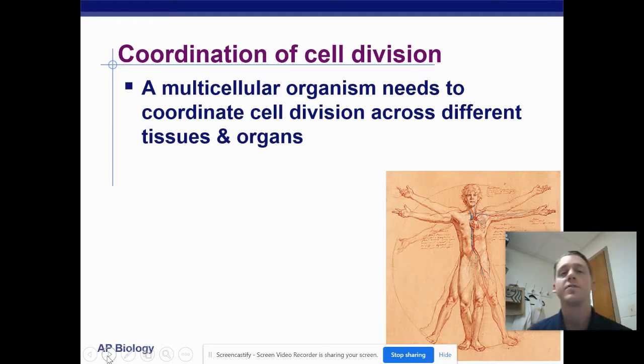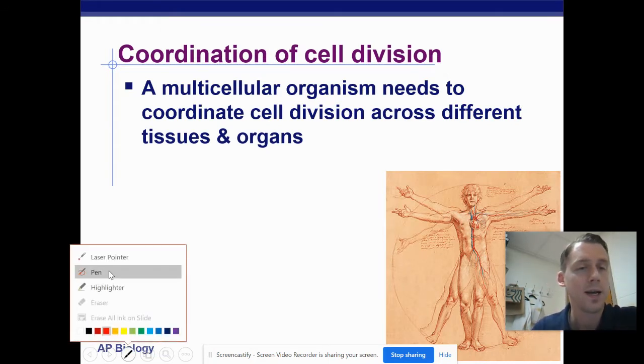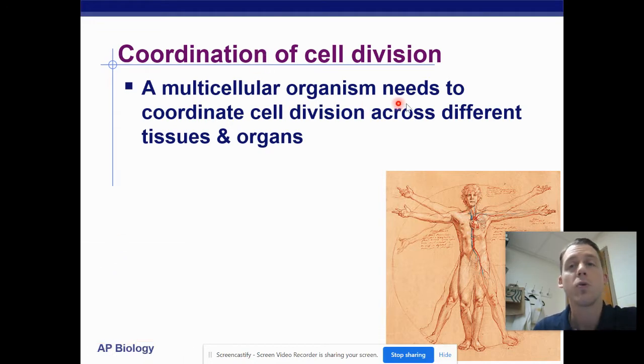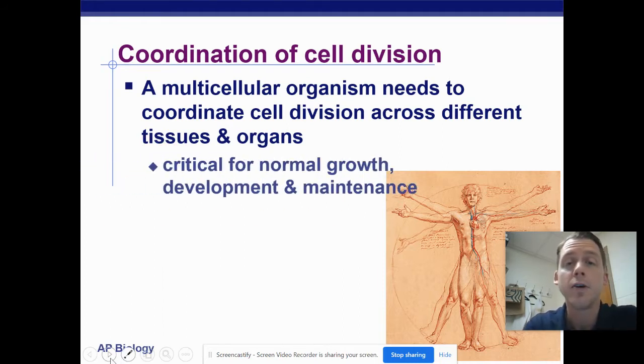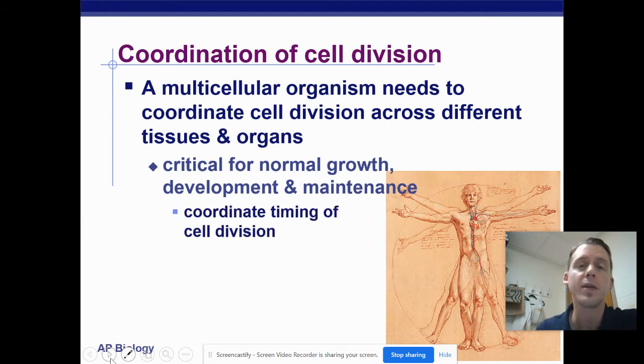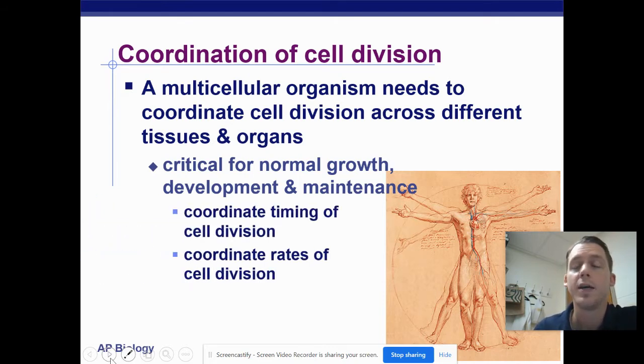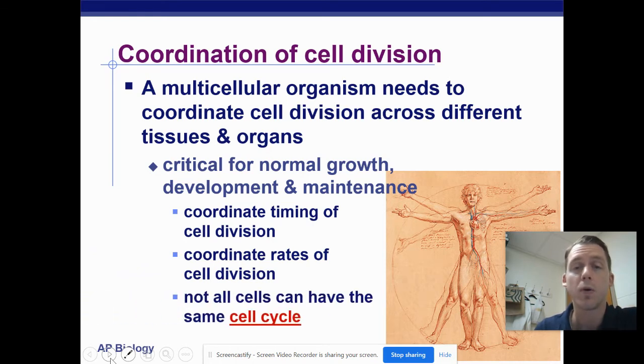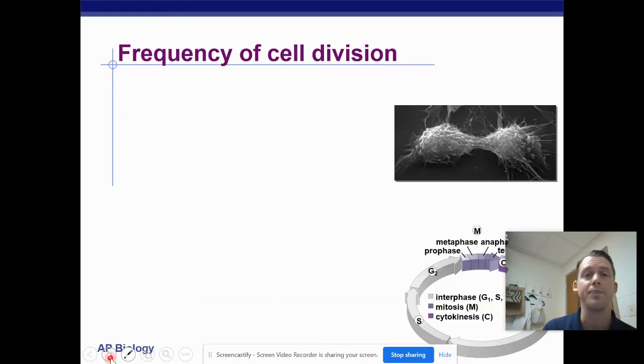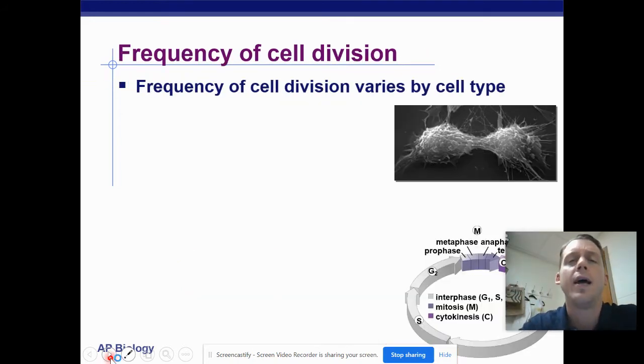So, coordination of cell division. It says here that a multicellular organism needs to coordinate division across tissues and across different organs because they all have their own specialized functions. So normal growth, development, and maintenance are going to require some communication and signaling. Timing and the rates of cell division will be really important because not every cell type has the same timing for its cell cycle. So let's take a look at how the frequency of cell division may vary.